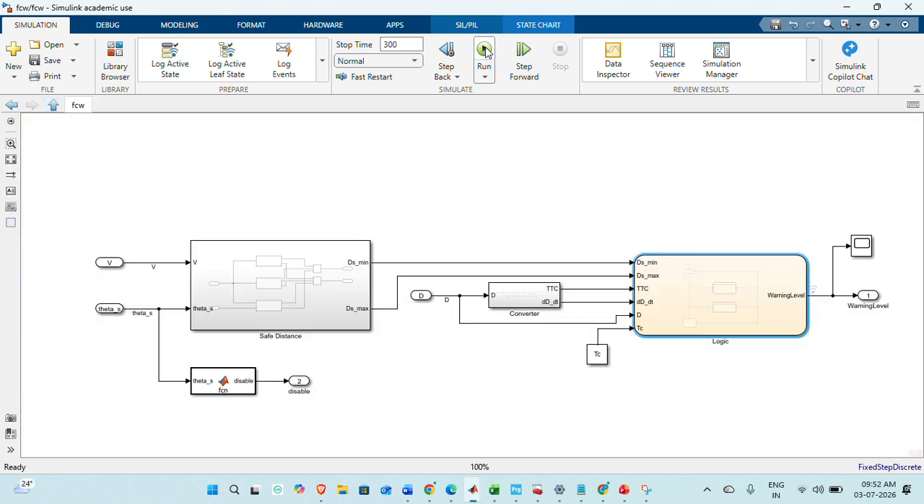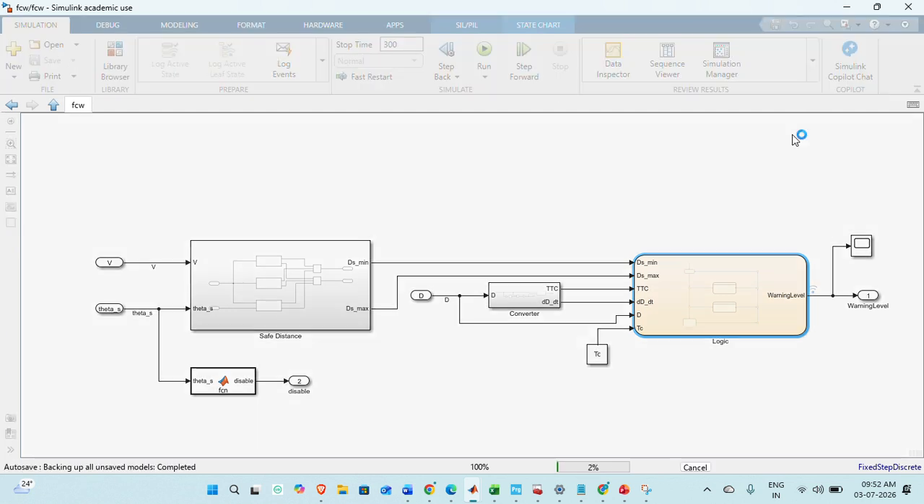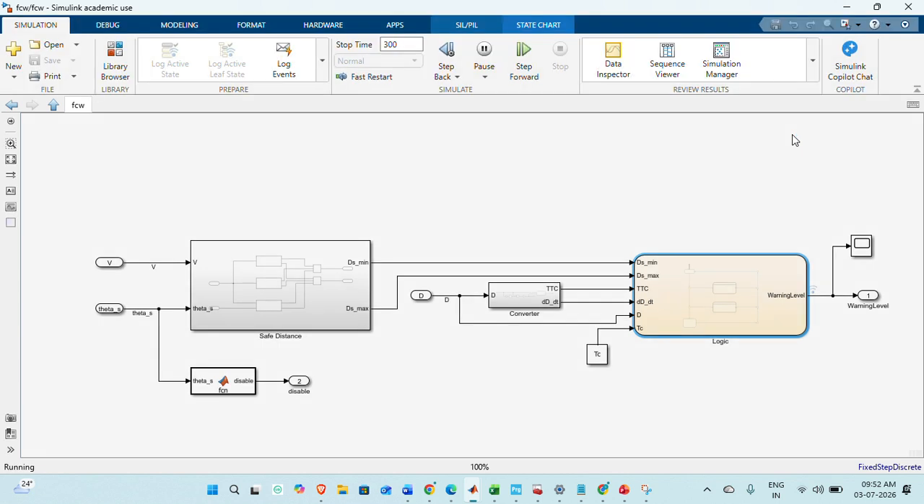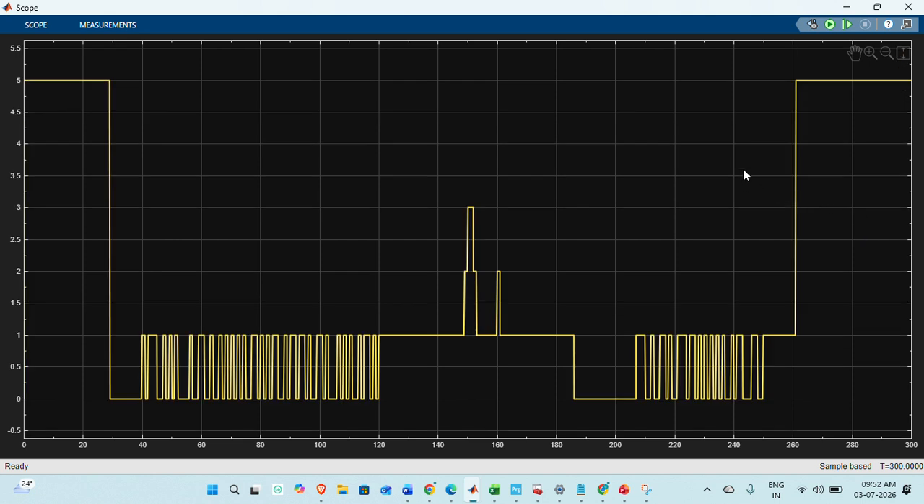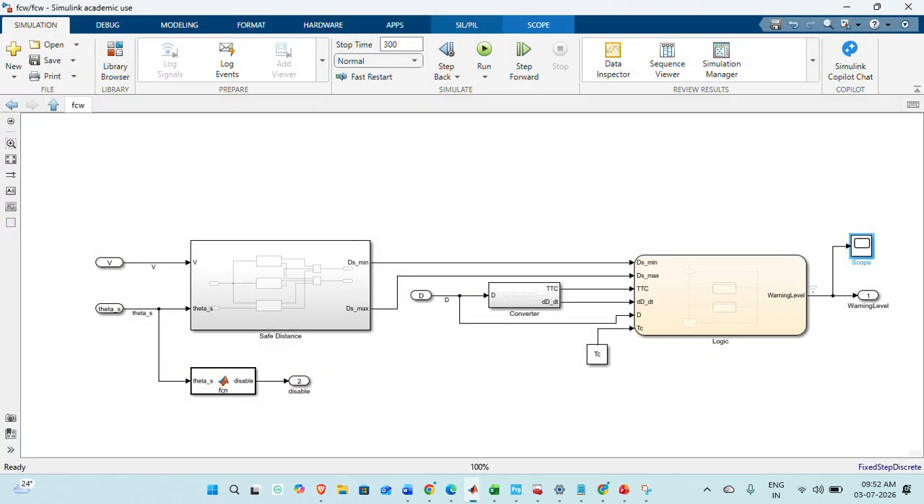Let us run this Simulink model. So currently what we are doing is we are performing MIL testing, which is model in loop testing. Here we run the model just in the Simulink in the simulated environment. So this is the expected output. We also performed SIL, which is software in loop, where we perform code generation and compare the result with MIL.